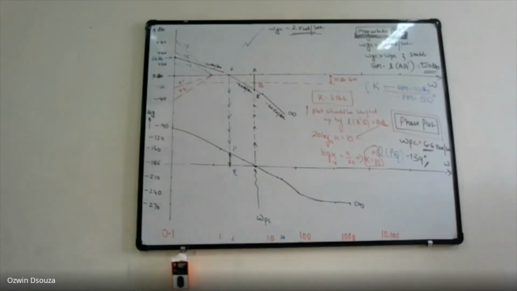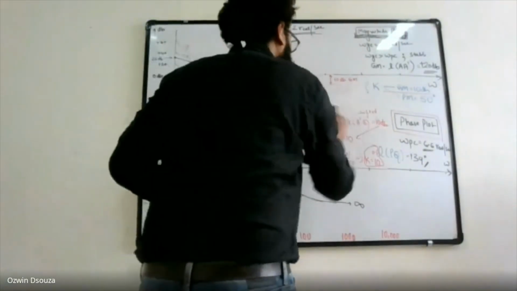Now, in the second part, you have been asked to find the value of K for a phase margin of 50 degrees. So what I will do, I'll erase this particular part.